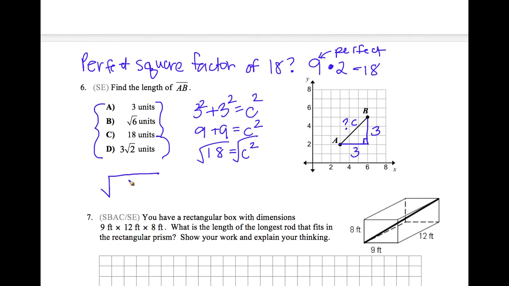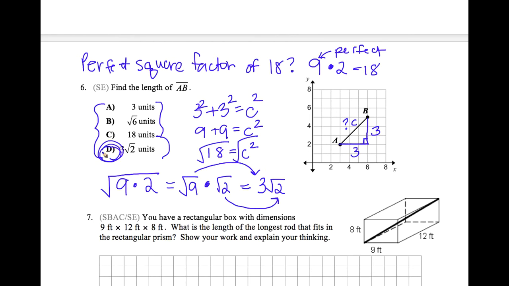So what I could actually do is I could actually write this as 9 times 2, which actually becomes square root of 9 times square root of 2. Square root of 9 is 3. Can't do anything with the square root of 2. I end up with D.